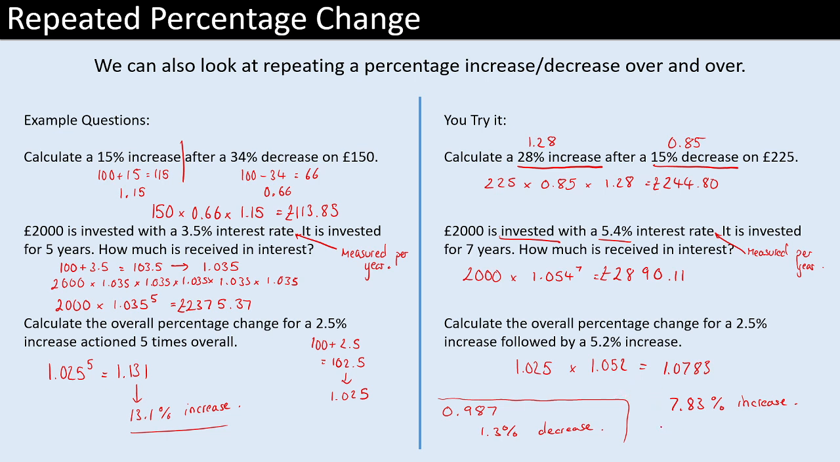What you can do at this stage, if you find that bit particularly difficult, is take away 1. Because what that will do is it will take away the original amount, even if we don't know what that is. In terms of the multiplier, taking away 1 will take away the original amount. Okay, so for this one, we'd end up with 0.0783, and this one we'd end up with 0.013.